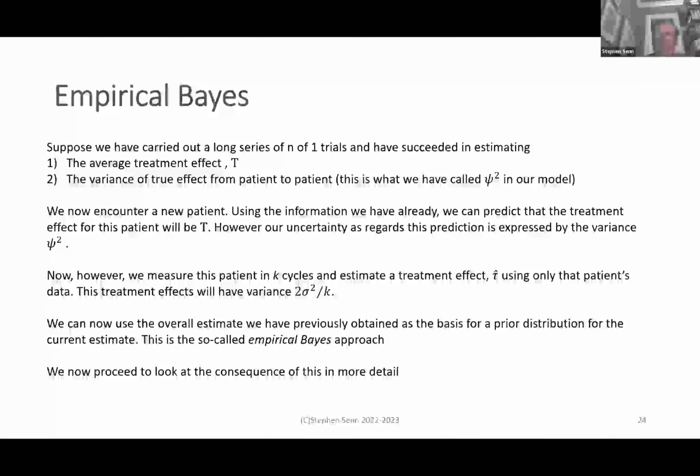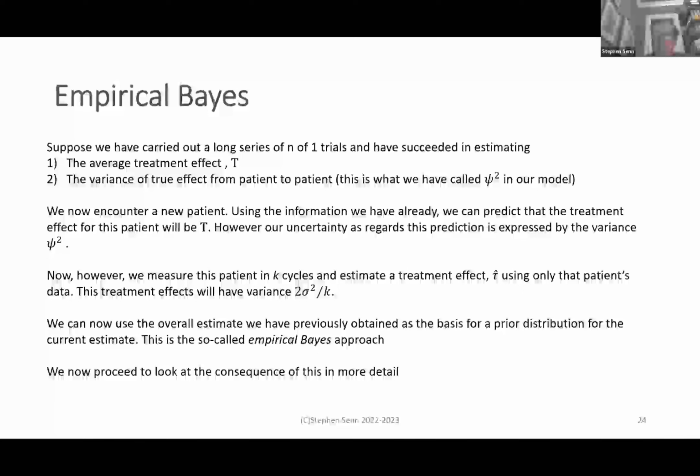Psi-squared is the variation of the long-term effect from patient to patient. But suppose instead the patient persuades us that we should study them in an N-of-1 trial. "You did some N-of-1 trials before, why can't you do one for me?" So what we can do now is estimate the treatment effect for that particular patient, let's call it tau hat, in K cycles, and it will have a variance of 2 sigma squared over K. We're completely ignoring the results we've got from all other patients.